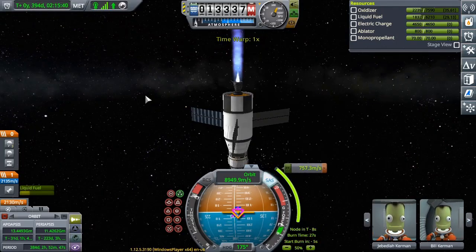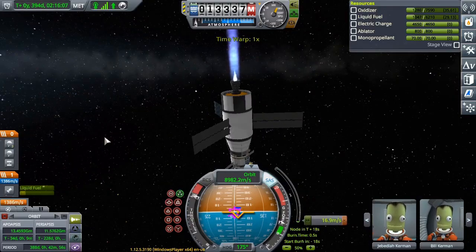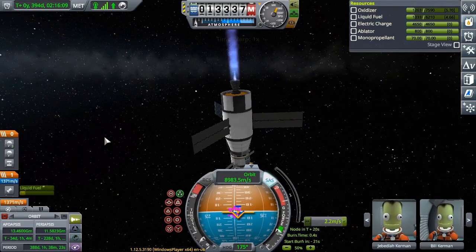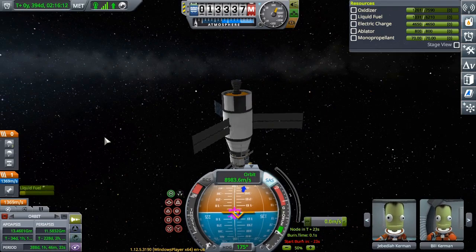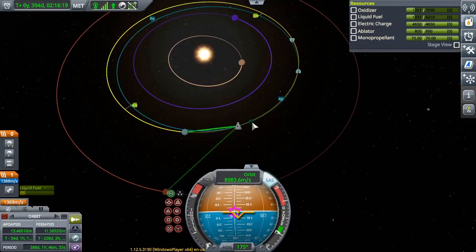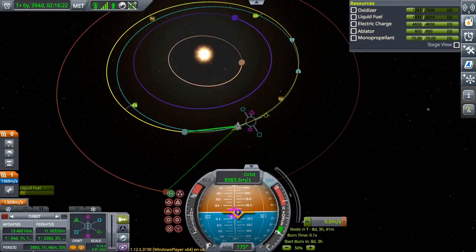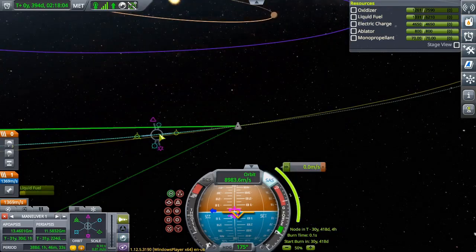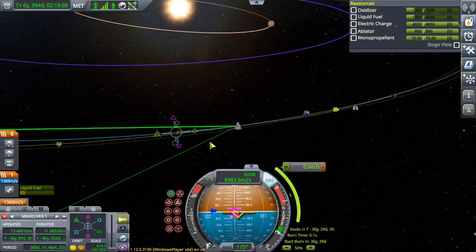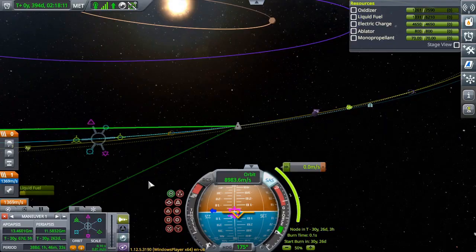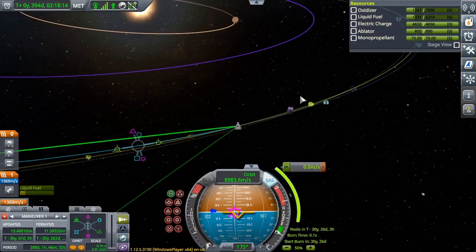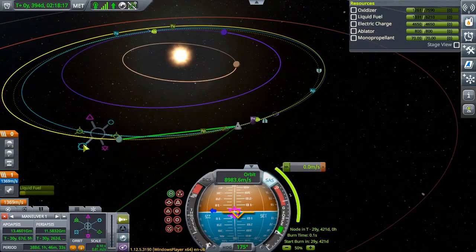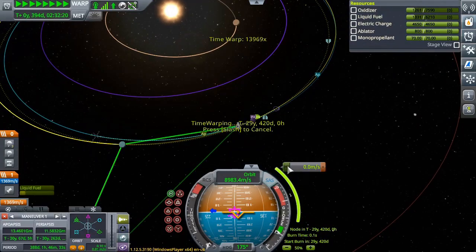Oh, I guess I just gotta burn this. I'm gonna do the physics time warp. 4, 4, 3, 2, 1, 0. There you go. Okay. So, add maneuver. I guess I just gotta increase the orbit until we get a close enough encounter. Oh, I guess I gotta reduce it. Oh, there you go. Okay, this is way better. Alright. I guess I just gotta time warp.